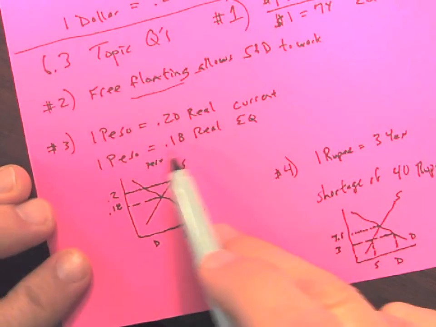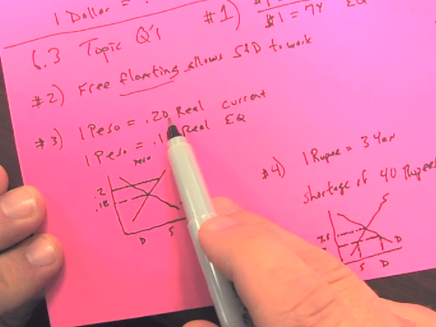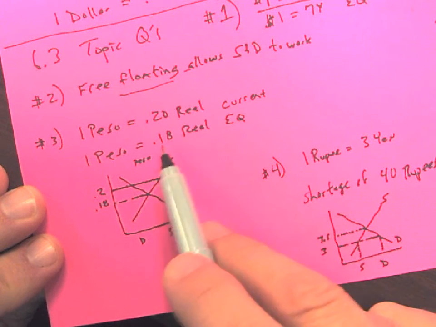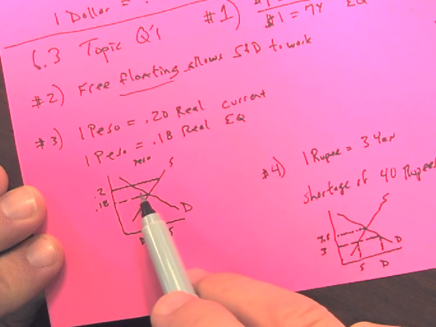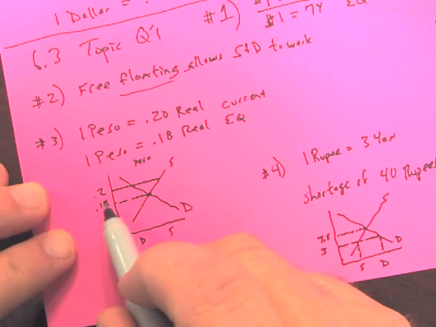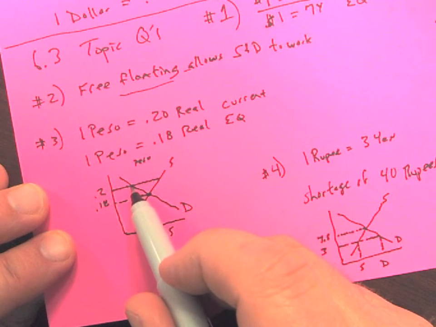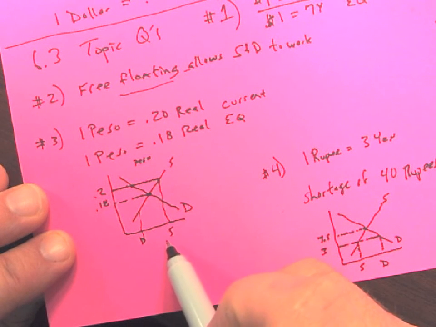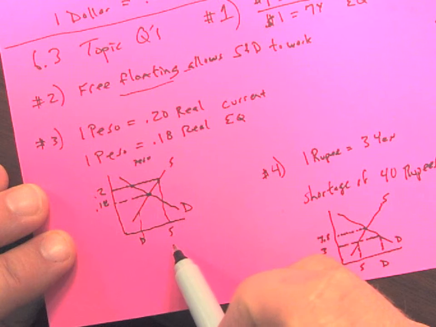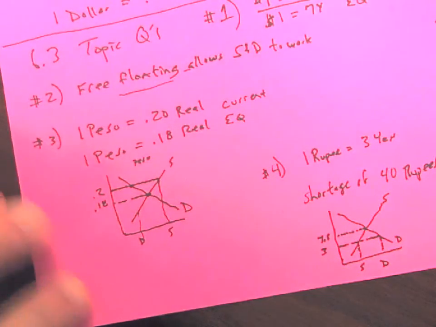So question number 3 is going to be the same type of thing. They give you 1 peso for 0.2. That's the current rate. The equilibrium is 1 peso for 0.18 real. So I know that this is equilibrium, and right now we're above equilibrium at 0.2. So what happens? We have demand where it crosses that 0.2 is less than supply where it crosses that 0.2. So that means there's more supply than there is demand. So that means there is a surplus, and it will eventually have to depreciate to get back down to equilibrium.